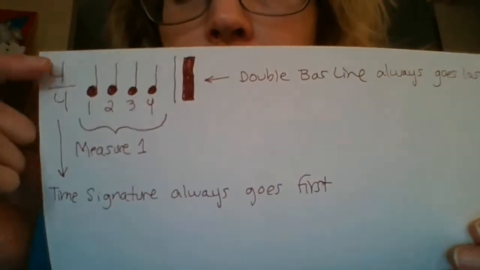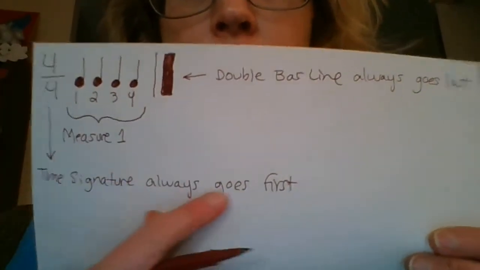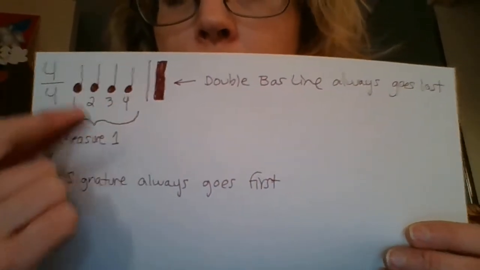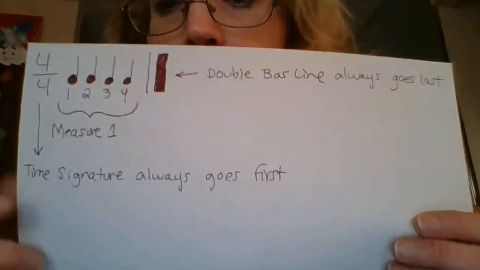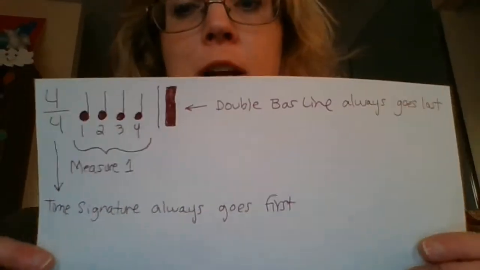And I wrote a little more description for you that the time signature always goes first. Then you have the measure, and the double bar line always goes last. So that's one measure. So make that one measure with me. I like for us to practice making measures because that helps you get it in your head on how to actually make a measure. And soon you'll be independently making measures.